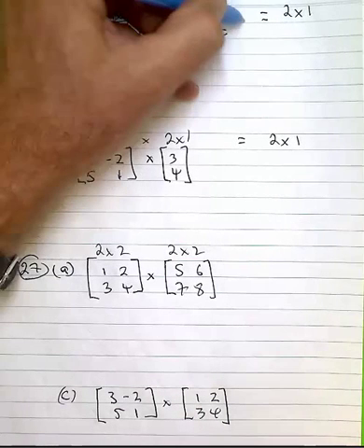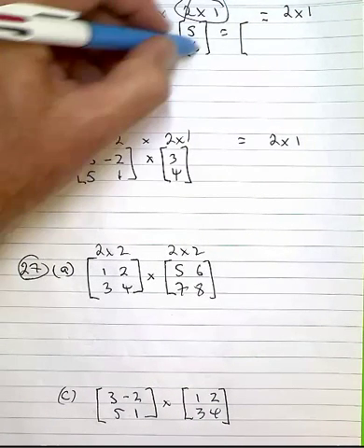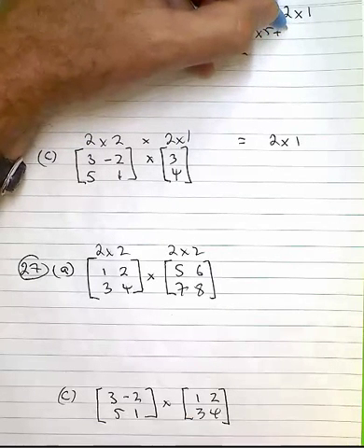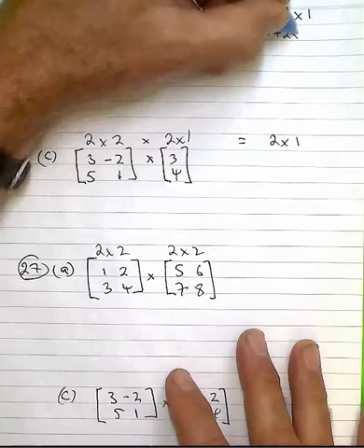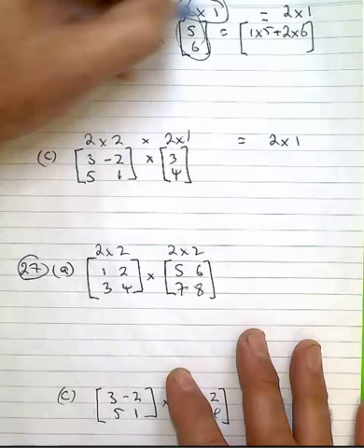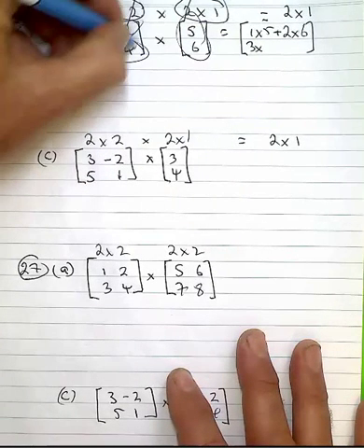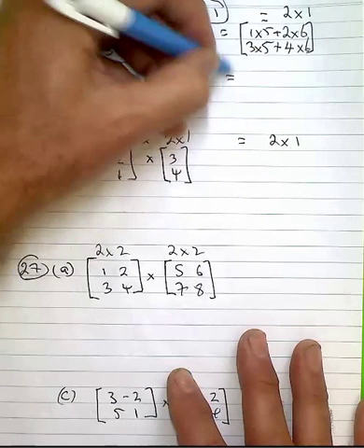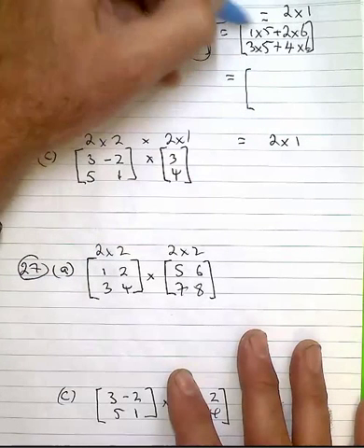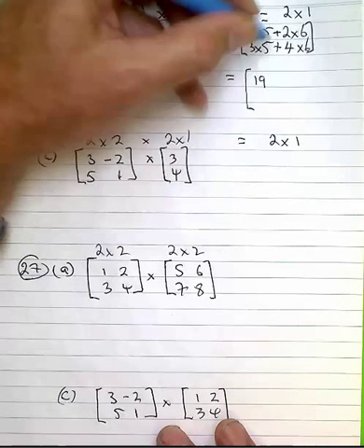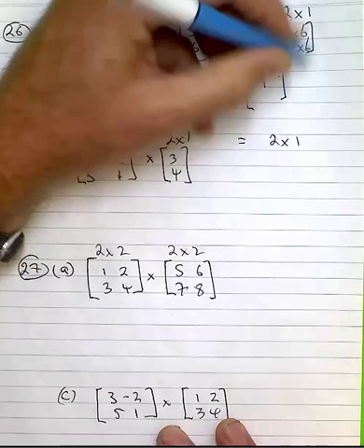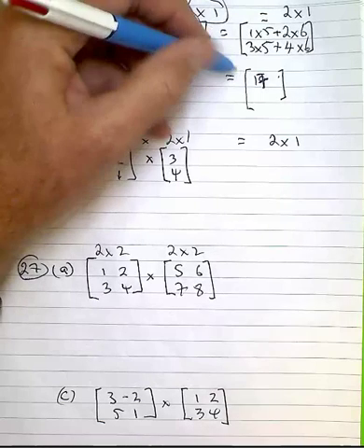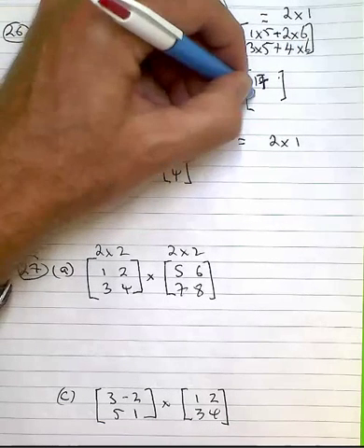When I'm working that through, it's rows times your column. So that becomes 1 times 5 plus 2 times 6, and 3 times 5 plus 4 times 6. And that will give me, as my product matrix, 5 and 12 gives me 17, and 15 and 24 gives me 39.